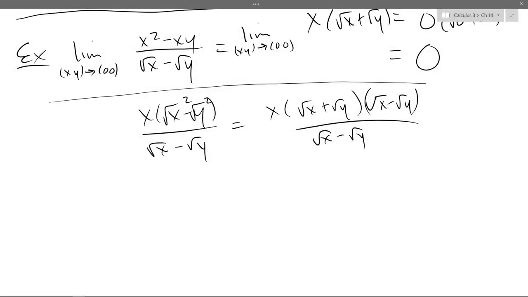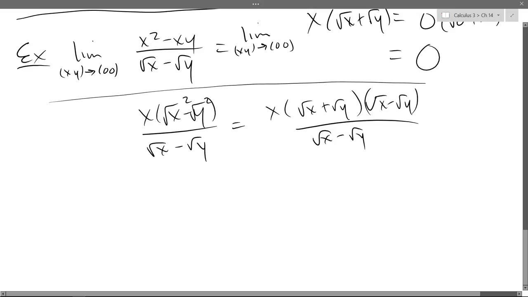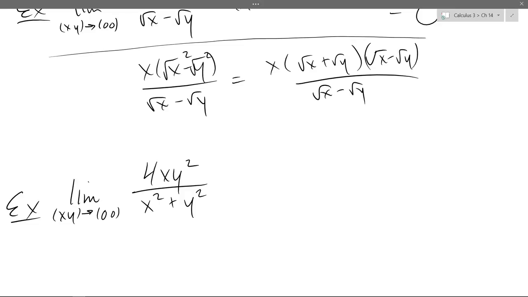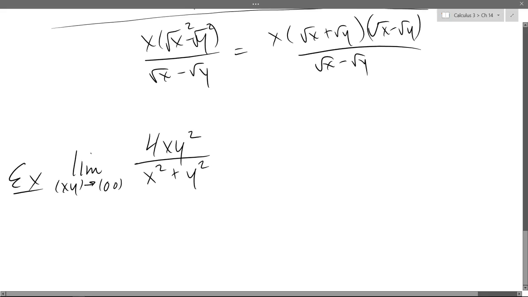Yes, I am. So we're going to do one more limit before I talk about how to show a limit doesn't exist. Algebra ideas. Well, first of all, I'm going to plug in 0, 0. So we're going to use some algebra.